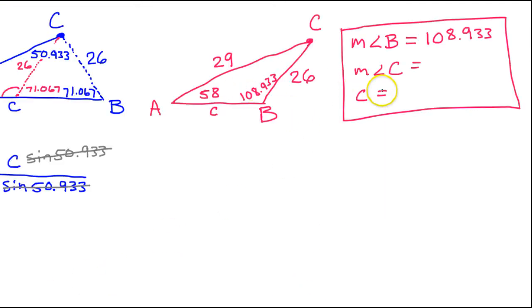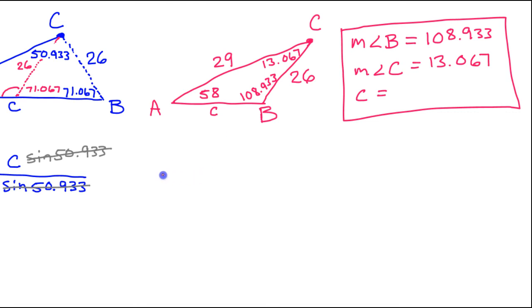Anyway, back to solving the red triangle. So now that we found angle B, we have two angles. So finding the third angle is really easy. All we have to do is subtract these two from 180 to find the third. So angle C is 13.067 degrees. So that just leaves side C that we need to find now.